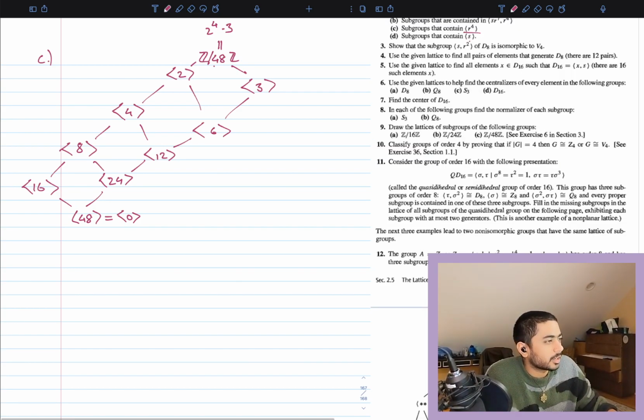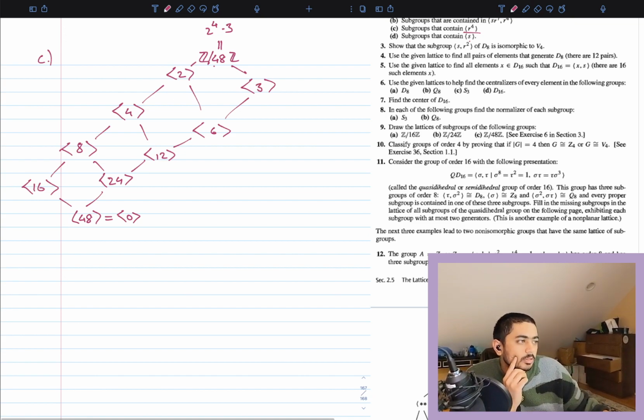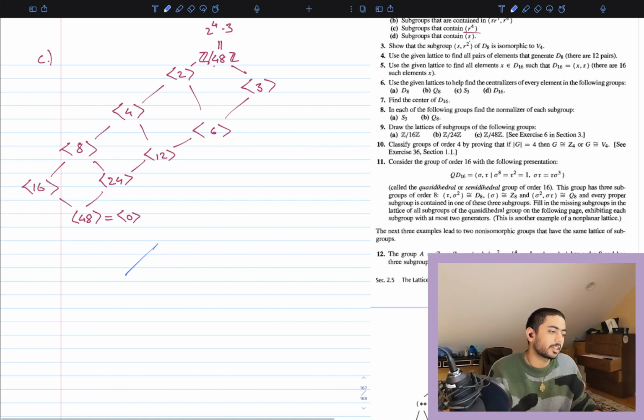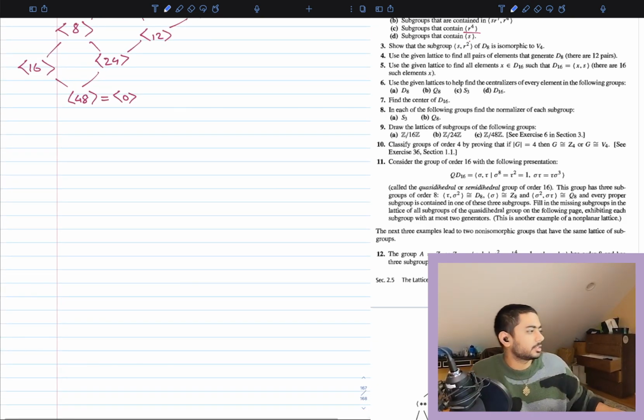Wait, first I want to change the pen color. What should we change it to? Kind of thinking about a blue. We haven't done a blue in a while. Yeah, I like that. Okay, let's do this.